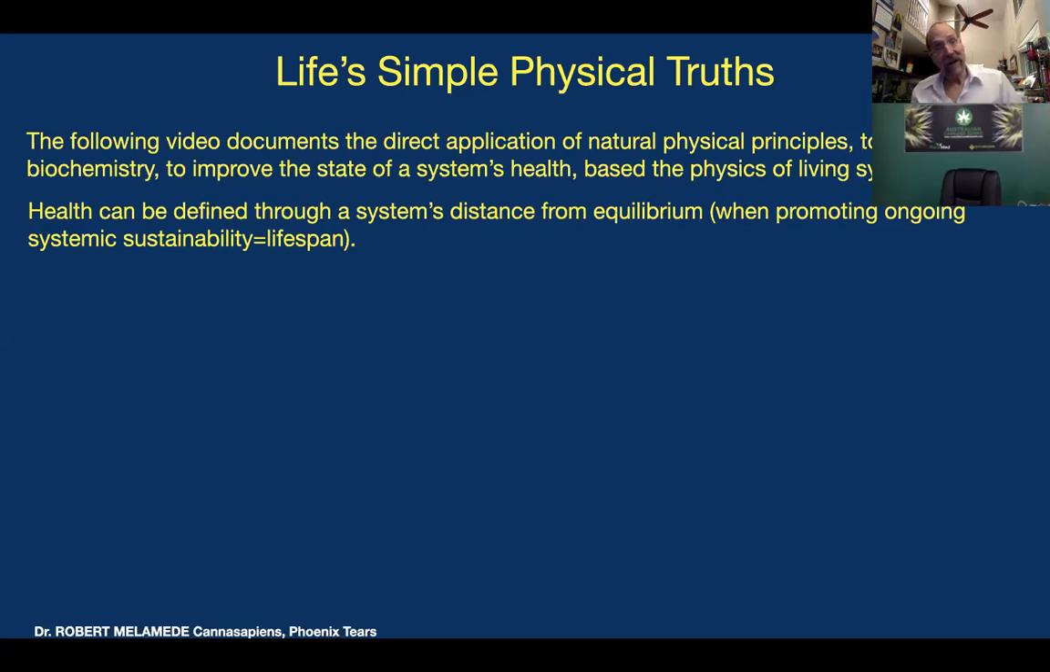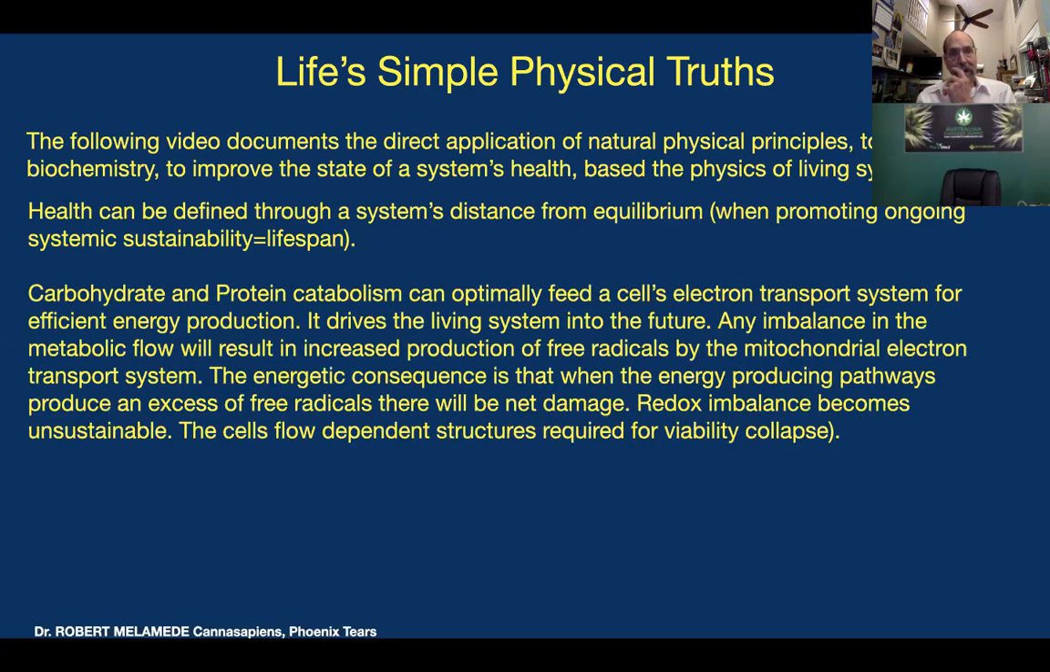And again, I want to define health as the distance from equilibrium when we're looking at chemical reactions. It's that distance and the accumulated knowledge of the flow that accounts for, when sustainable, our lifespan. So carbohydrates and protein catabolism, meaning metabolism that generates energy, that breaks them down, can optimally feed a cell's electron transport system for efficient energy production. So we have the ability to use very efficient means of energy production, just like that nuclear reactor. But you don't want to mess it up, because just like the nuclear reactor, big problems.